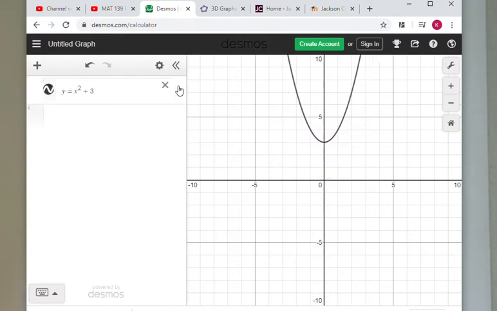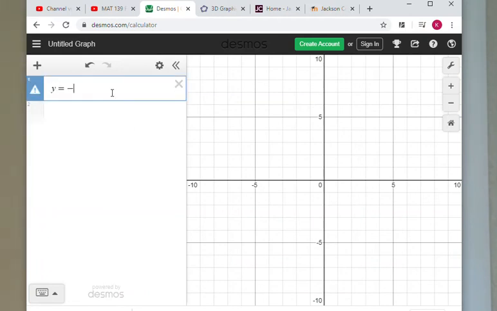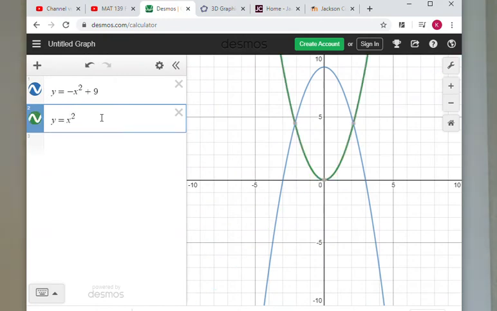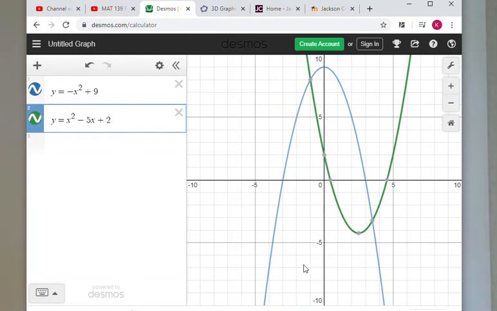Get rid of our old stuff. And our first equation was -x squared plus 9. And our second one was y equals x squared. Oops, let me get the y equals in there. Minus 5x plus 2. And there we go. We've got our two equations, and I can see an intersection point right there, and another one over here.